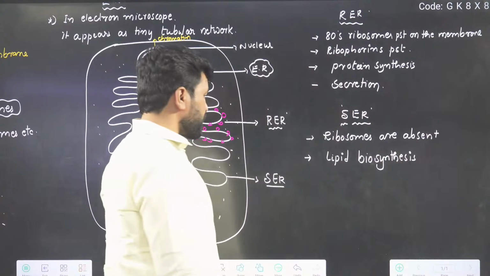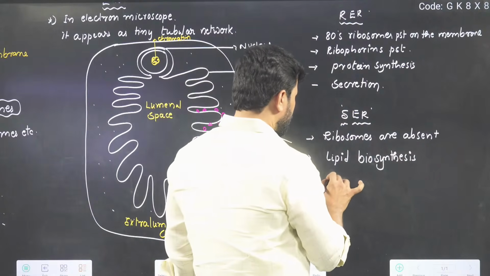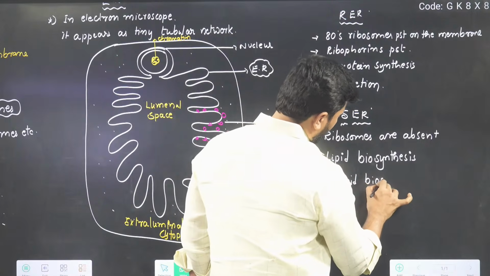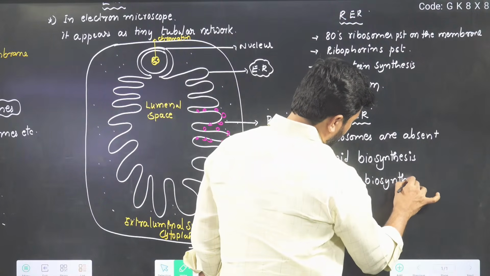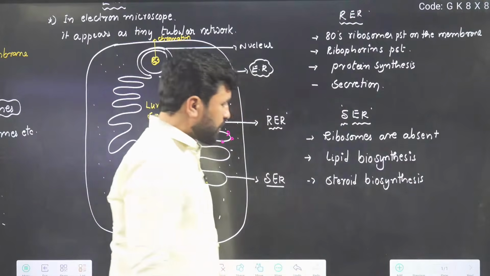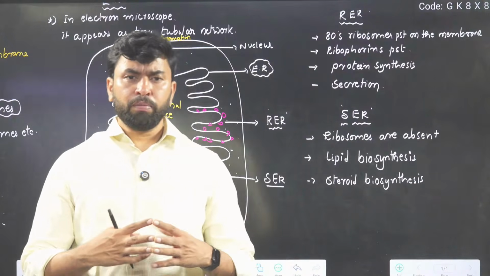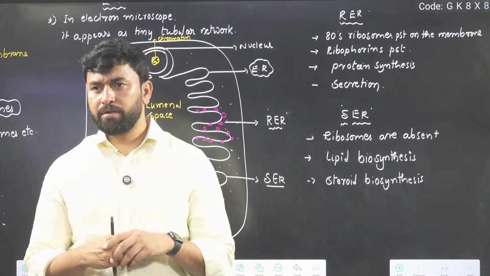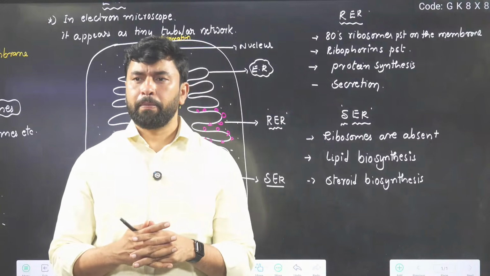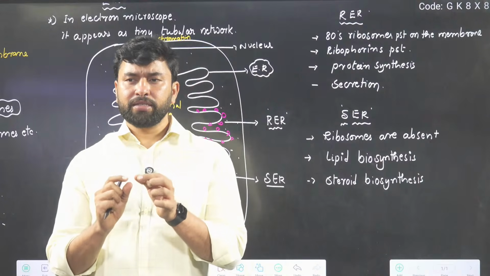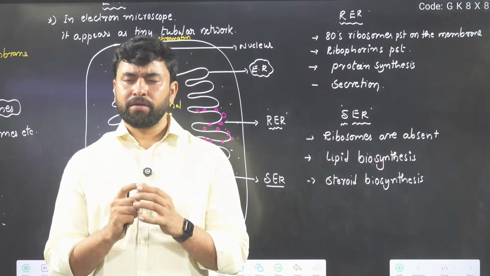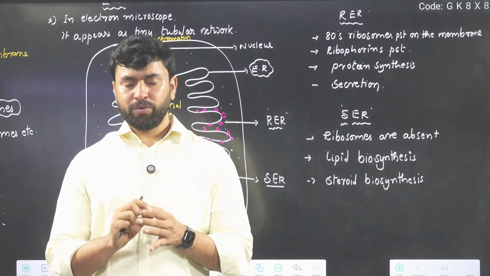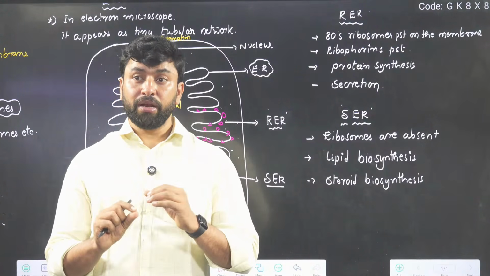Lipid biosynthesis and also steroidal hormone biosynthesis. What does it mean by that? Listen, the plasma membrane has one property called self-repairability. What does it mean by self-repair? Somewhere, the plasma membrane has some small tearing, or a small amount of plasma membrane has been damaged. That plasma membrane should be repairable.